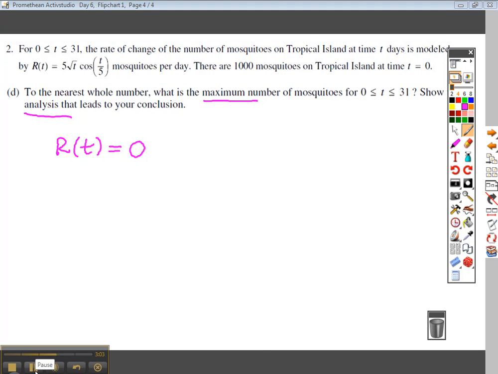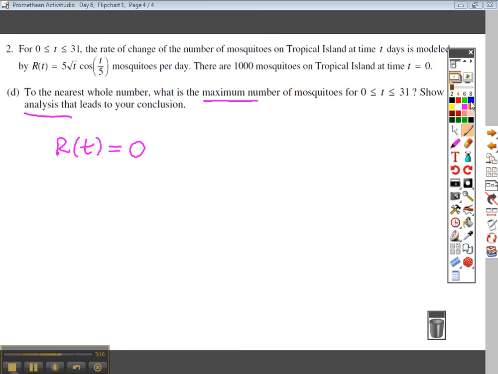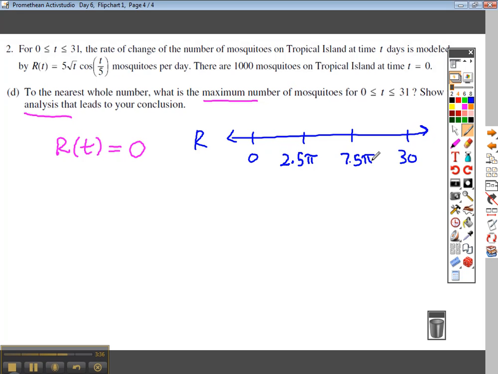Here it is on the graphing calculator. Notice there are some critical numbers. There's an endpoint there, which might be a max, there's a critical number there, and there's a critical number there. Remember, the endpoints are 0 and 31, and those have to be considered. Keep in mind this is r, which is already a derivative. It turns out you can do this on the calculator or by hand: the other two critical numbers occur at 2.5 pi and 7.5 pi. Or I could have just used the zero function on the calculator to figure that out.